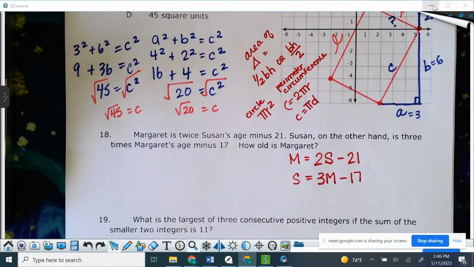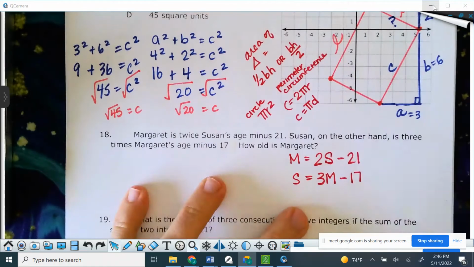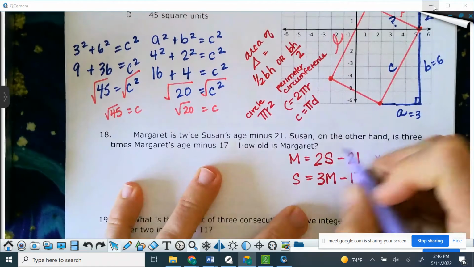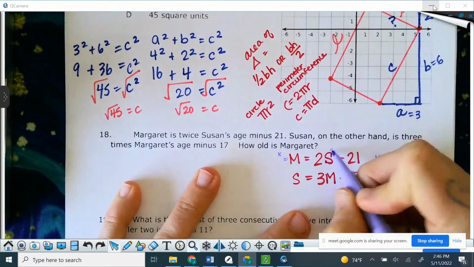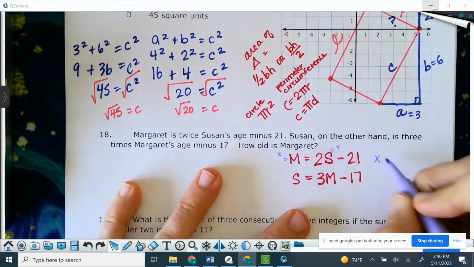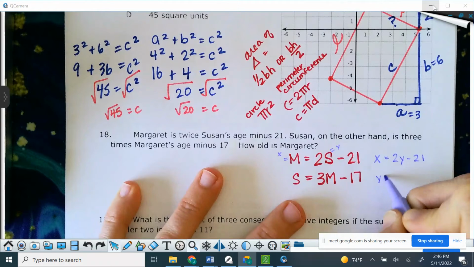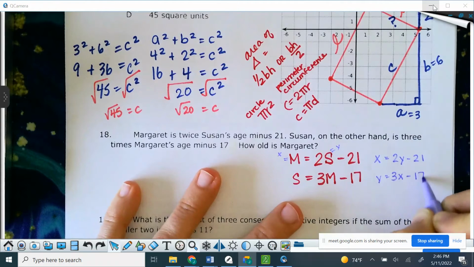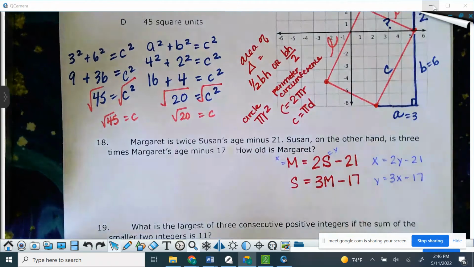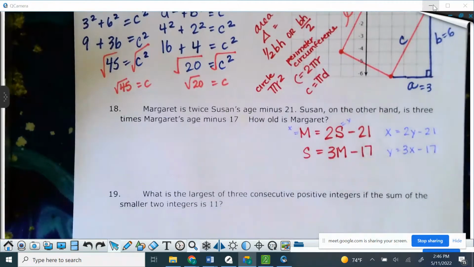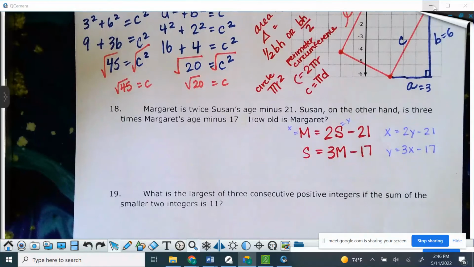But if you want to do elimination or to graph it, you can identify, say Margaret is X, so Margaret is X. Susan is Y. And we'll go put it in Desmos in just a minute and see where they cross. But algebraically, substitution, in my opinion, would be a little bit easier without doing a lot of work.